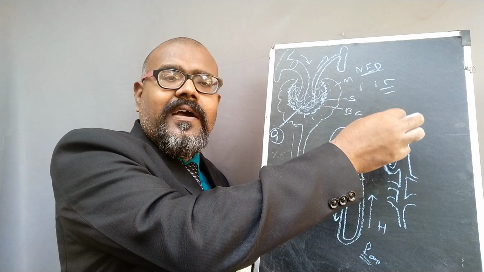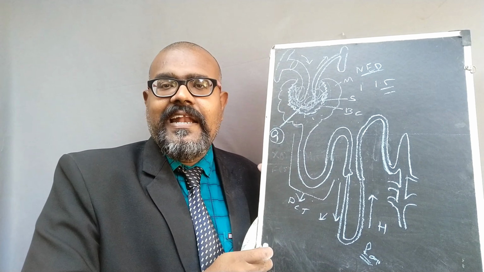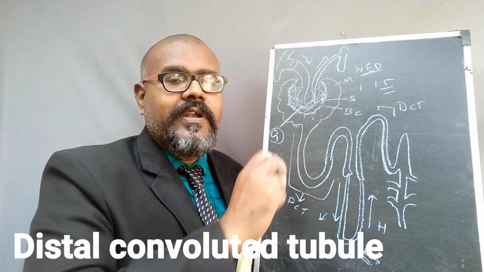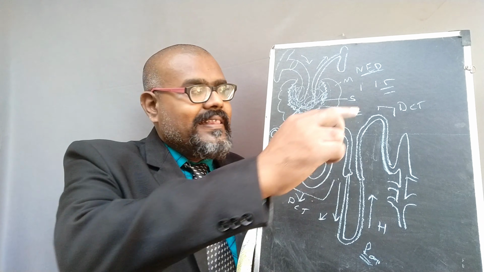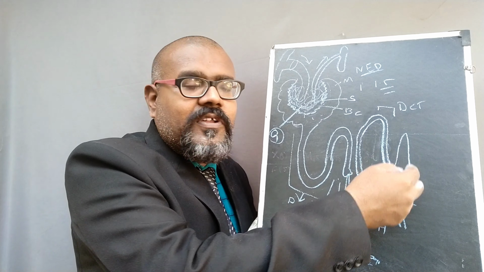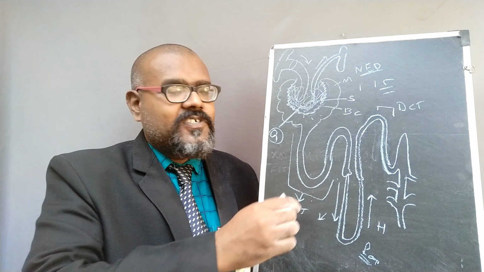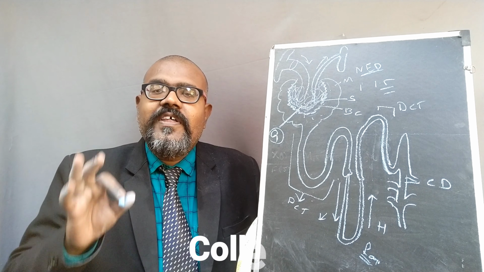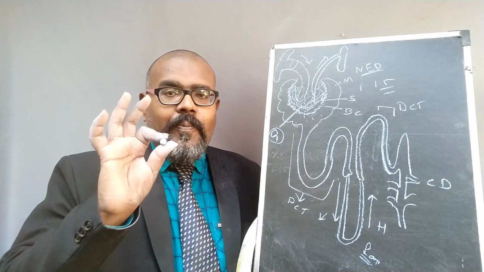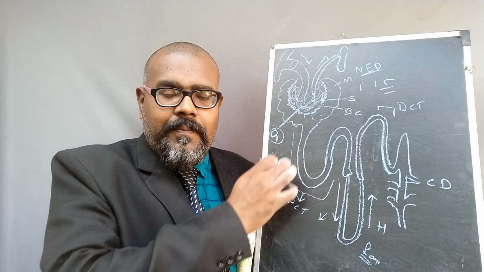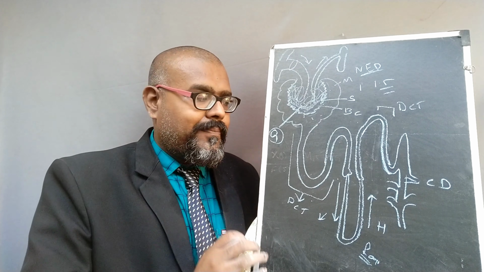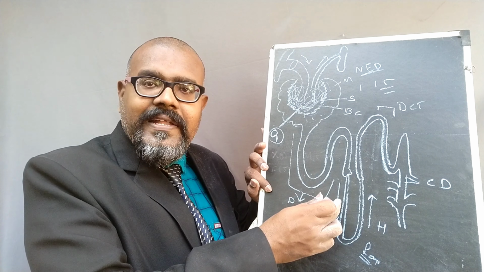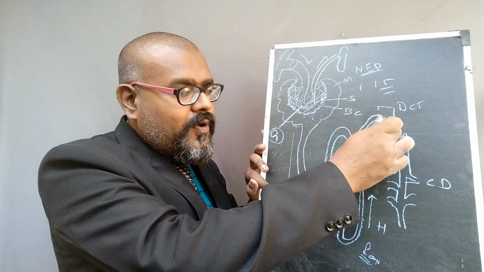After the ascending Henle loop, there is a portion called the distal convoluted tubule, DCT. Then the DCT ends with duct-like structures called the collecting duct. Please remember, these are the parts of the nephron. There are many parts included in the Bowman's capsule itself. Apart from that, there are the simple parts: proximal convoluted tubule, the ascending Henle loop and the descending Henle loop, distal convoluted tubule, and collecting duct.